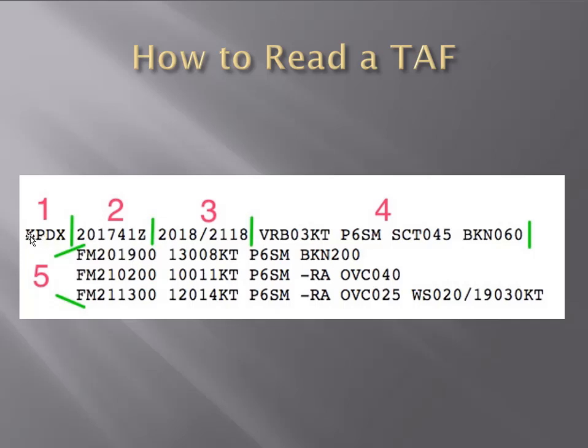So in this example, here's an airport, KPDX. Now the second line here would be the time and the date that the TAF was issued. In this case, it was issued on the 20th of whatever month this is, and the time is 1741 Zulu. So this would be the 18Z TAF issuance.